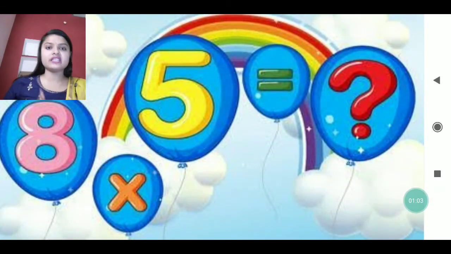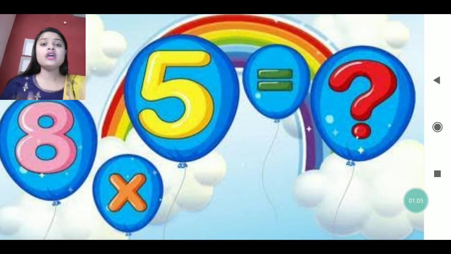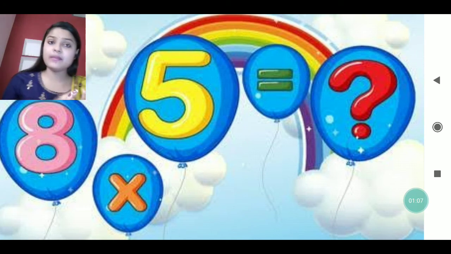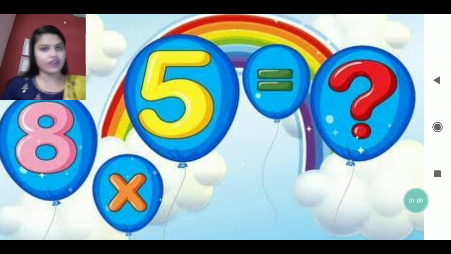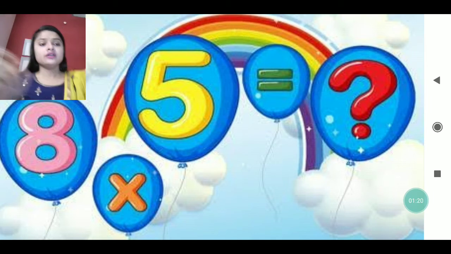Multiplication, again I am saying the same thing: we find out the multiplicand, multiplier, and the product. We multiply the multiplicand with the multiplier to find out the product of that number. Okay, now just see.